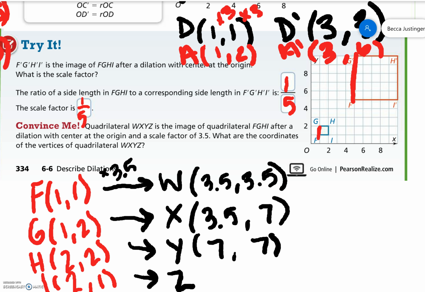And Z is 7, comma 3.5. So you just took every point and multiplied it by the scale factor. It's going to be the same shape, just a different size.